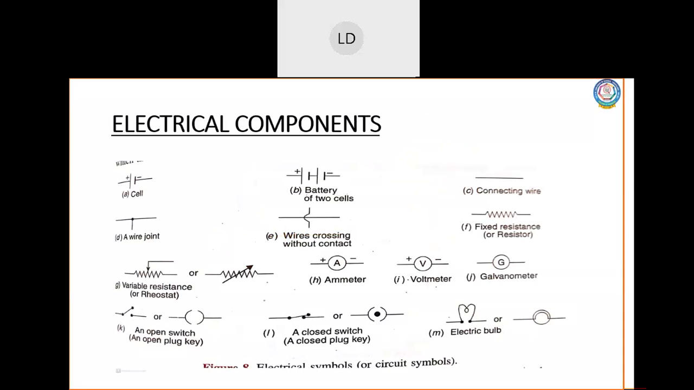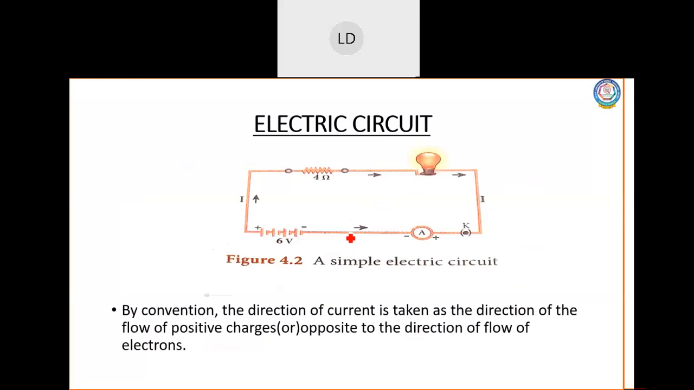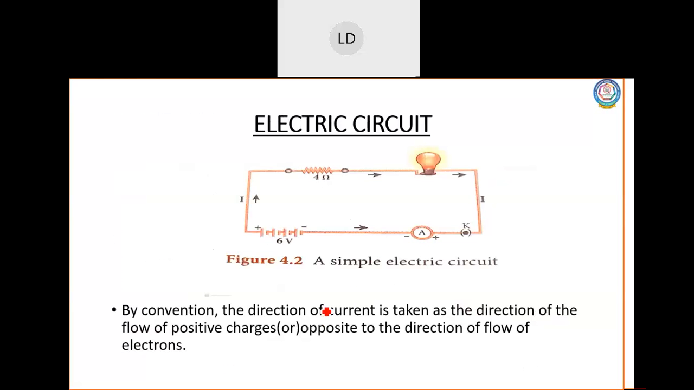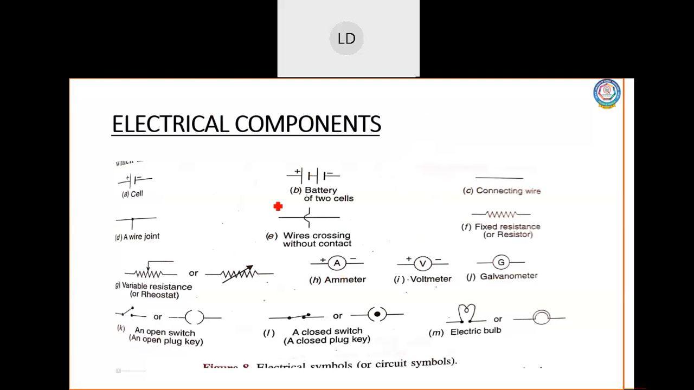Now look at this. Whenever we connect a cell, this is how. This is a cell. A combination of two or more cells is nothing but a battery. So these are the symbols of electric components which have to be included in a circuit. Whenever you draw a circuit, instead of drawing an electric bulb like this, there is a symbol which can be used. When I draw this symbol, it is understood that it is an electric bulb. Every time we cannot be drawing the diagram exactly, so we need to have some symbols. So these are some of the symbols of electric components. Let us see what it is.